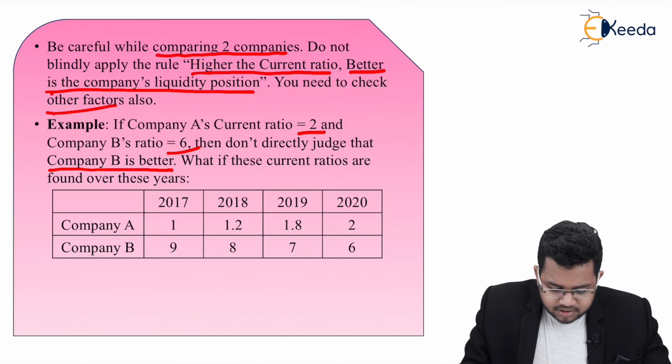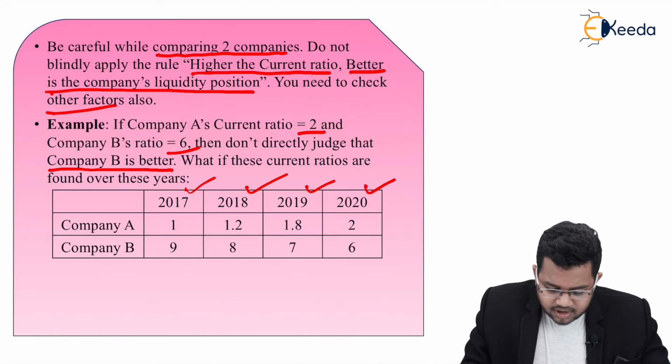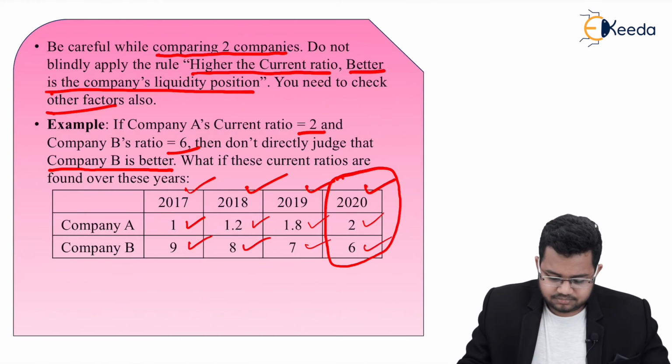What if these current ratios are found over these years? Let's say 2017, 2018, 2019 and 2020. 4 years का current ratios दिया है. कंपनी A का 1, 1.2, 1.8 and 2. So basically in the question this year has been given to you. And B is 9, 8, 7 and 6.